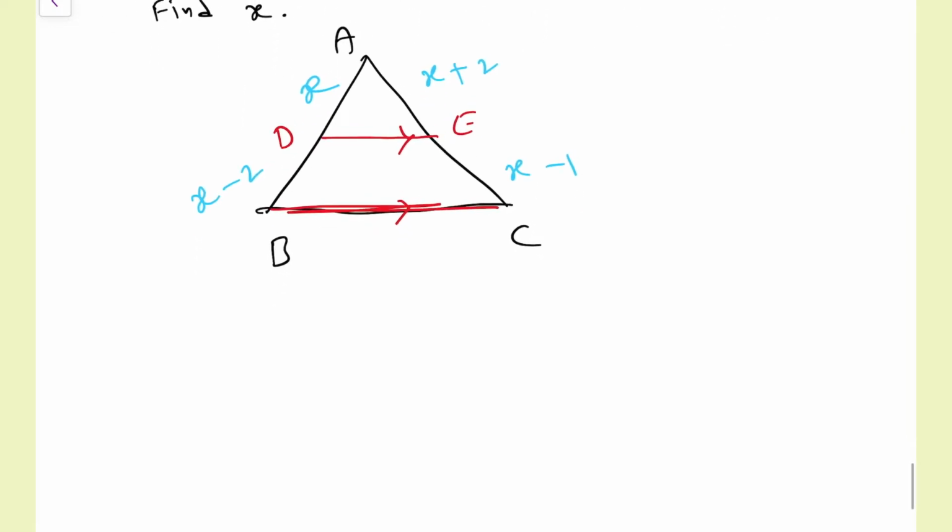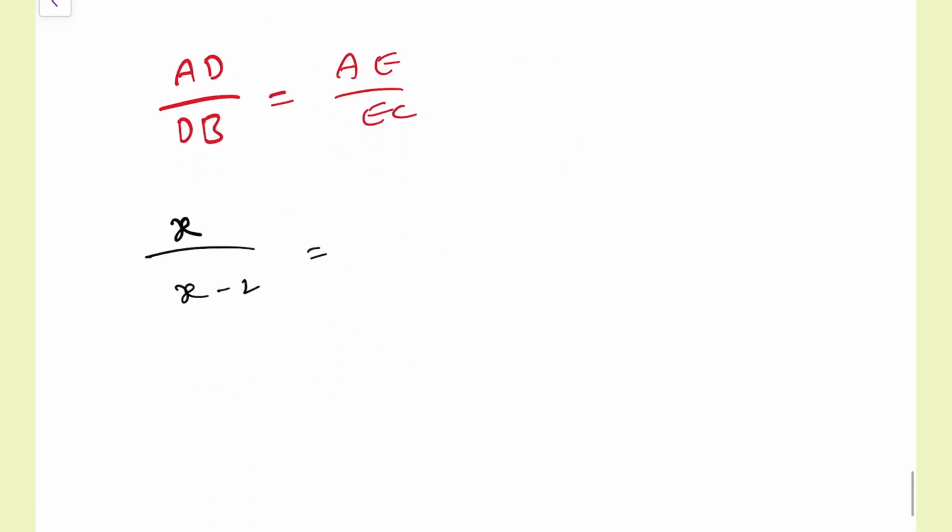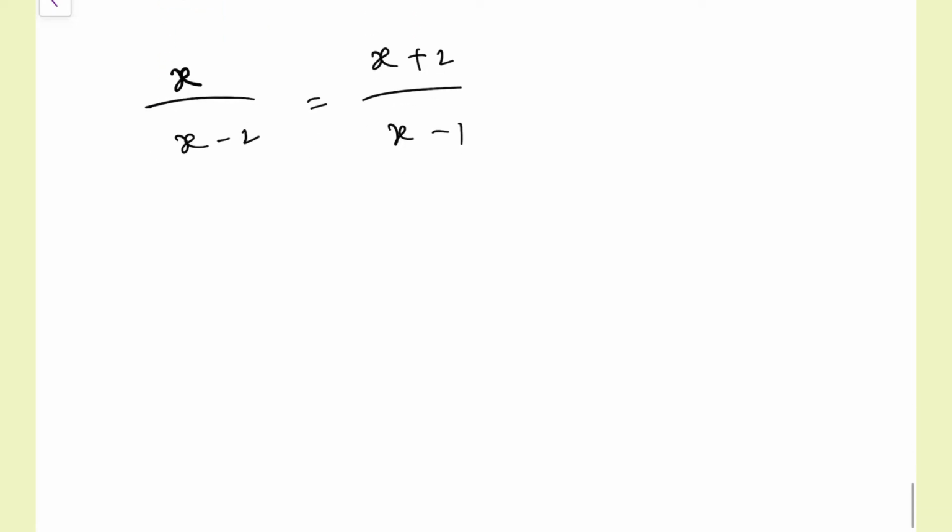So according to the basic proportionality theorem, if DE and BC are parallel to each other, then we can write AD by DB equals AE by EC. Otherwise, upper one by lower one equals upper one by lower one. So AD divided by DB equals AE by EC. Let us substitute the measurements then. AD is x, DB is x minus 2. X by x minus 2 equals x plus 2 by x minus 1. Doing cross multiplication, x into x minus 1 equals x minus 2 into x plus 2.